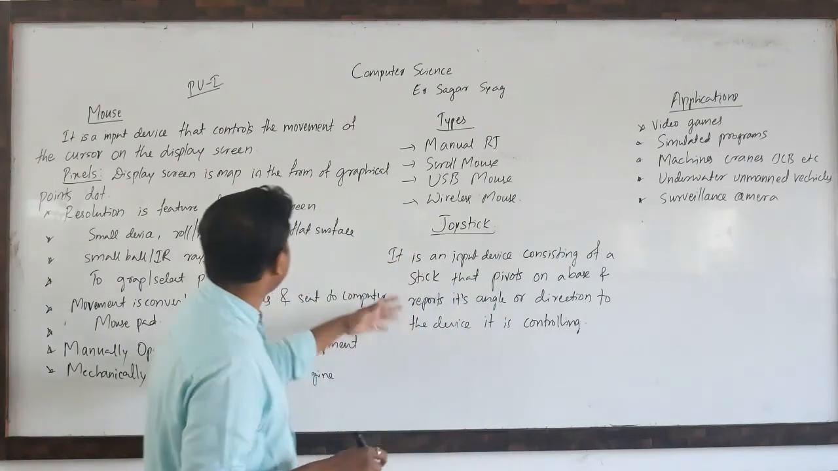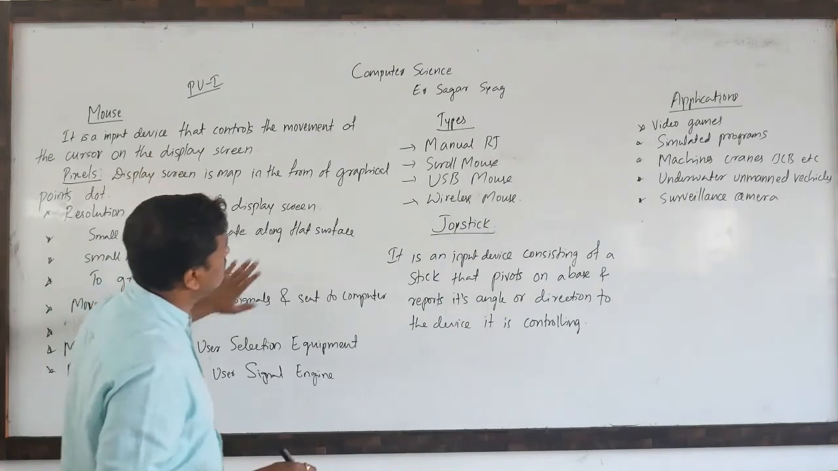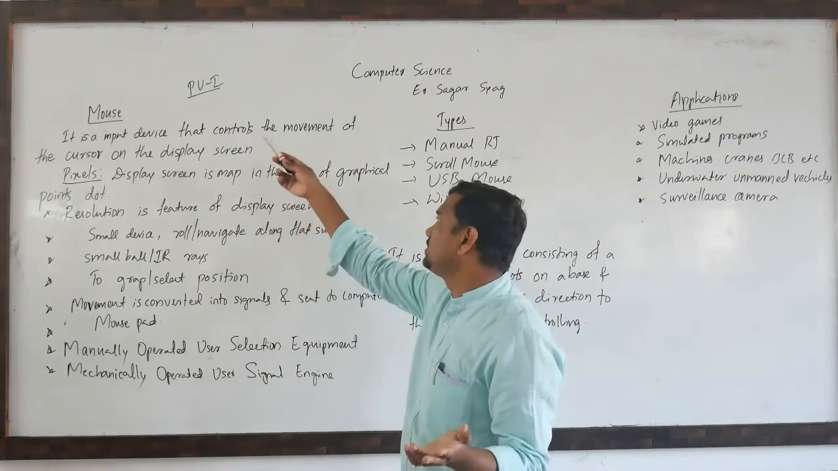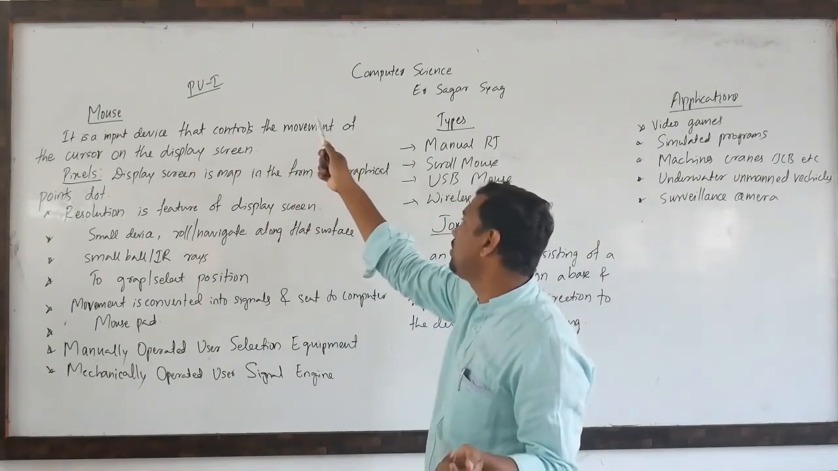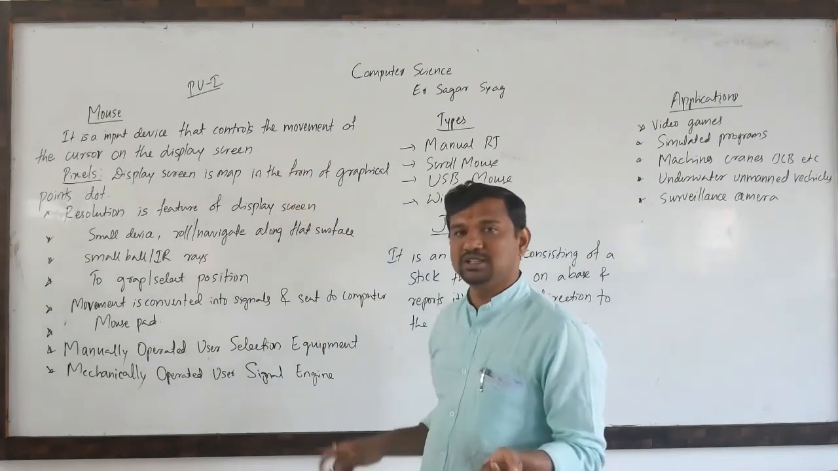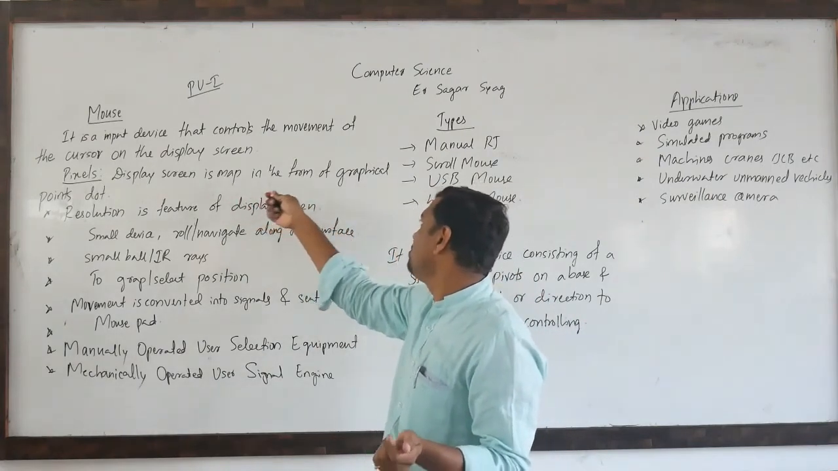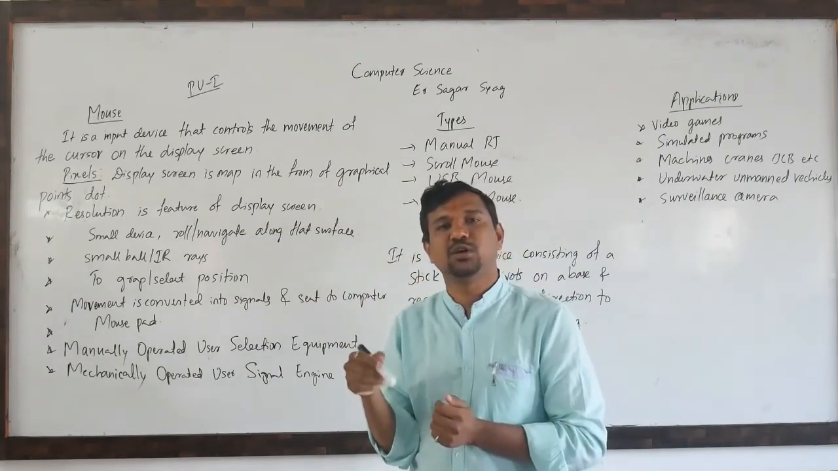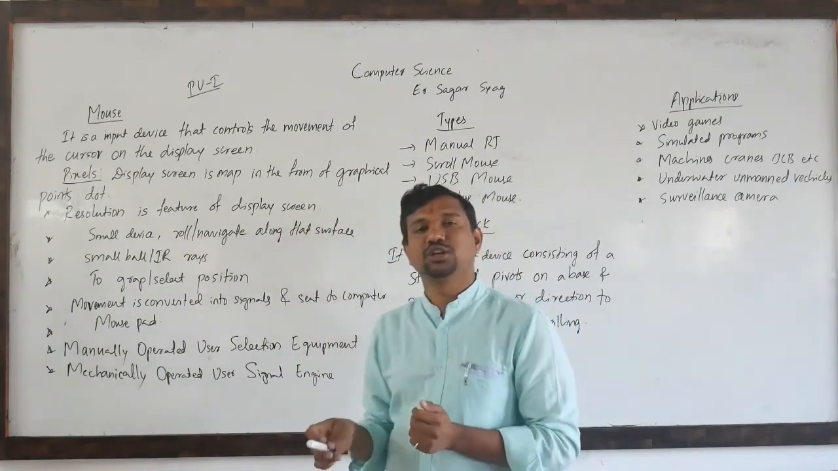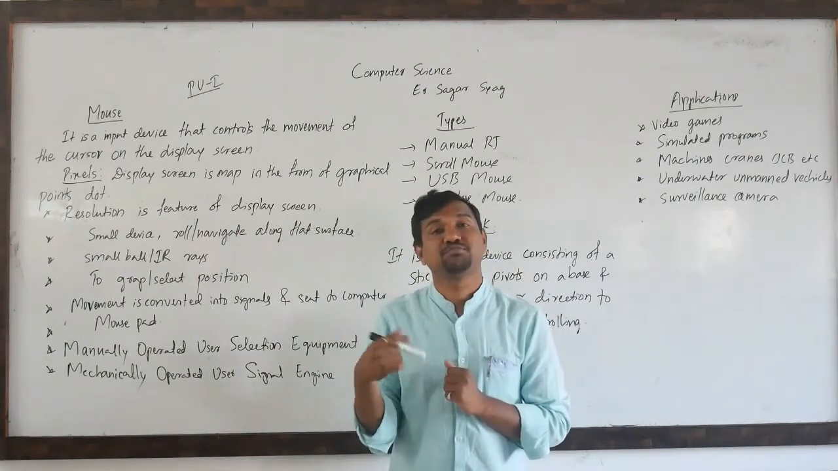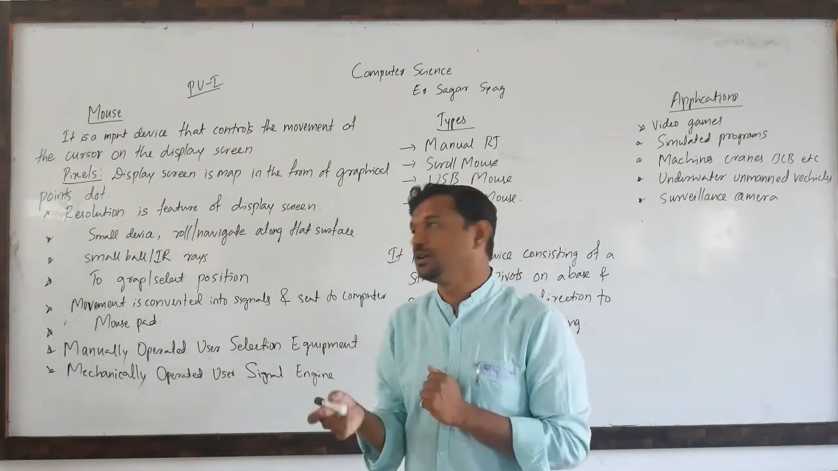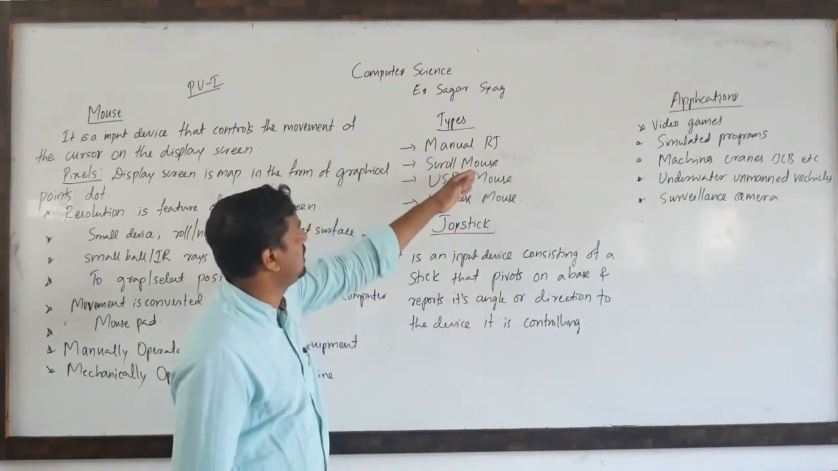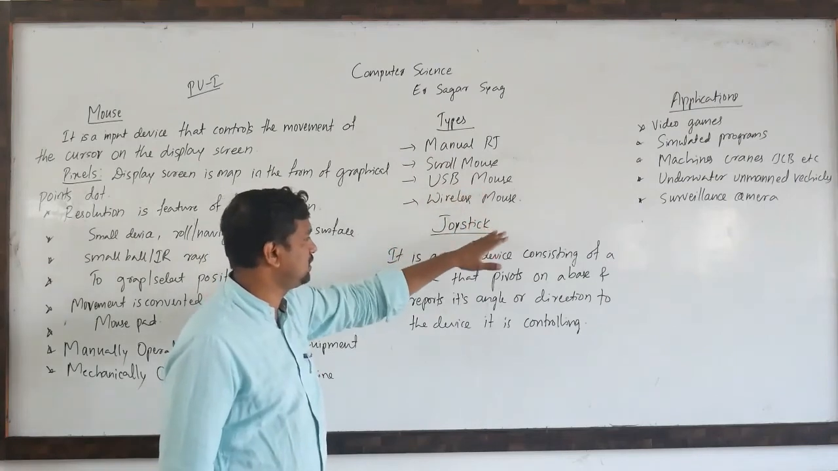This is all regarding the input concept of mouse and joystick. There are 4 types of mouse. What is a mouse? It is an input device that controls the movement of the cursor on the display screen. Pixels map in the form of graphical points, dots. The dots that are present are called graphical points. The resolution depends on the number of pixels present and the quality of the pixels. These are all features of the mouse. And the types are the manual mouse, scroll mouse, USB mouse, and wireless mouse.